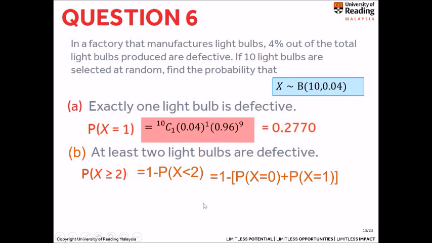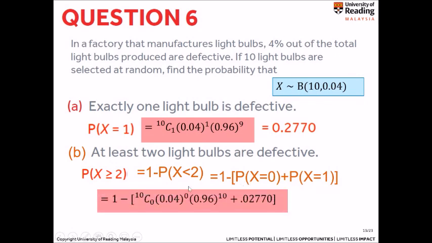Now, you already have P(X equal to 1) from the part A. What you need to do is calculate the probability of x equal to 0. So you will sub in the R as 0. And for P(X equal to 1), you use the answer from part A. So pause the video and use your calculator and work out the answer.